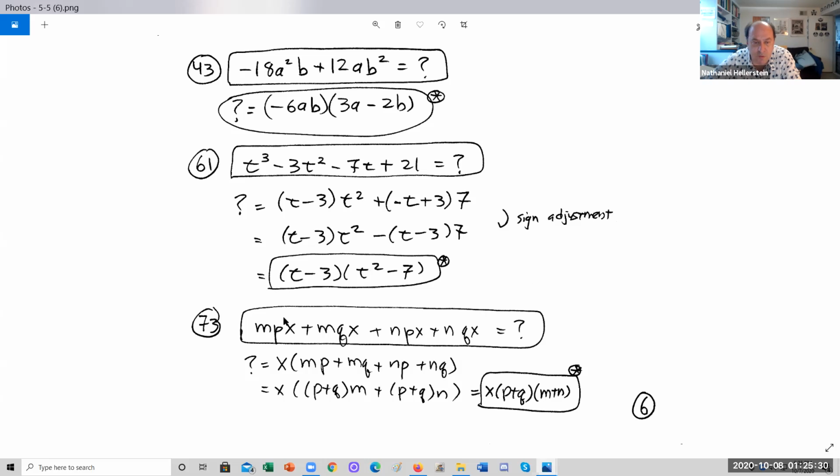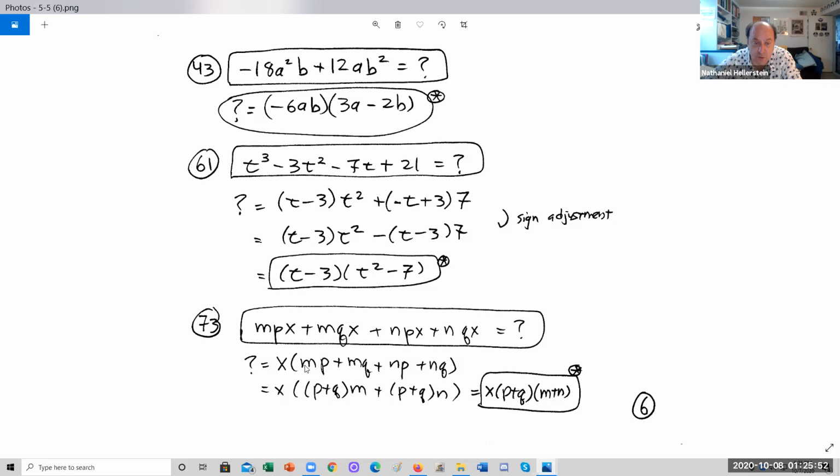Okay. Here's 4 terms, mpx plus mqx plus npx plus nqx. What's that? All right, these all have a common factor of x. So pull out x times mp plus mq plus np plus nq. Now this we can factor by grouping.